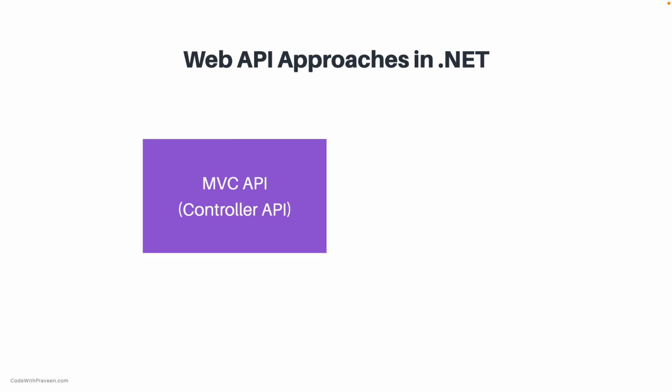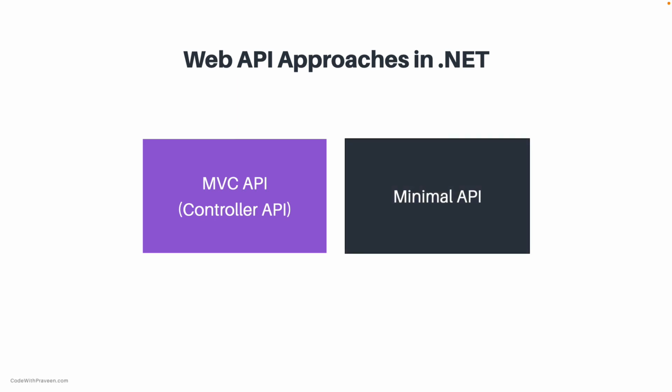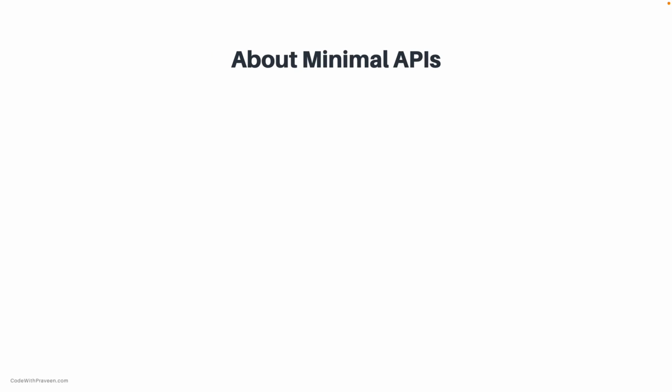However, the newly introduced approach is known as minimal APIs, wherein a single file is used to implement all the features required within an API. These are the two different approaches available in .NET as of .NET 6. In this course, we are going to concentrate on developing minimal APIs in .NET Core.